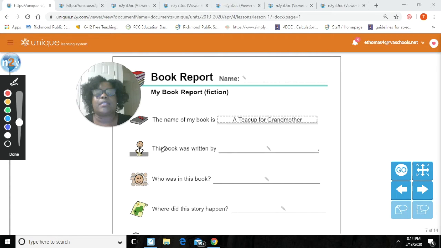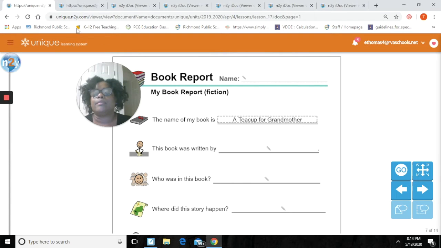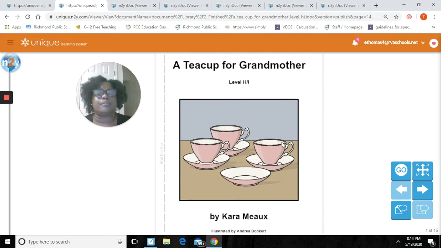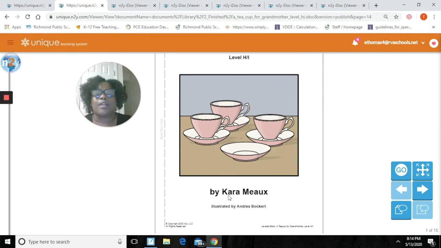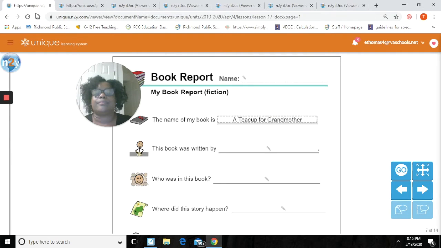So our next statement says, this book was written by who? Who was it written by? Let's see. There's her name, Carol Mew. I hope I'm saying her name correctly. So let's type it here.